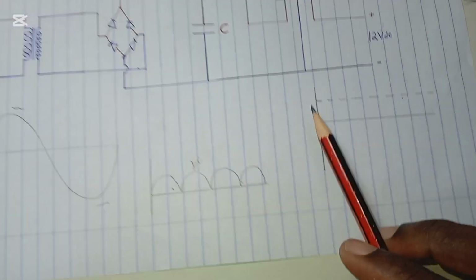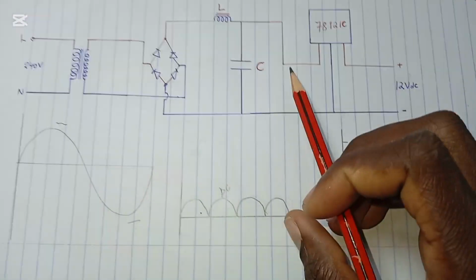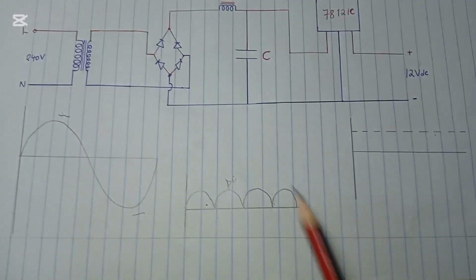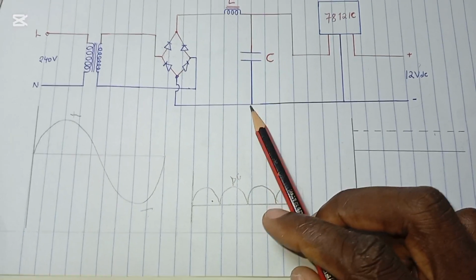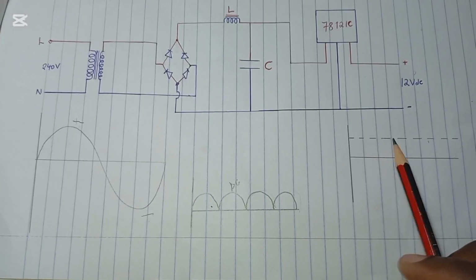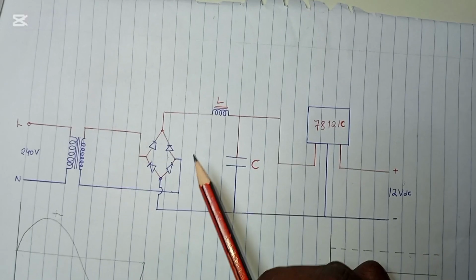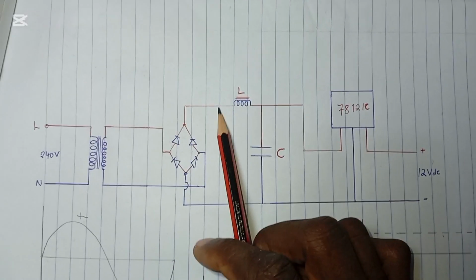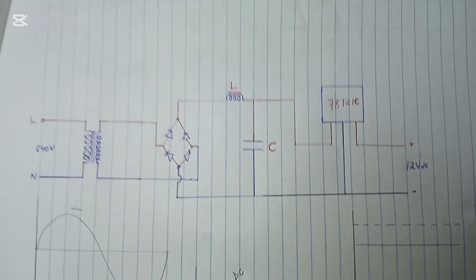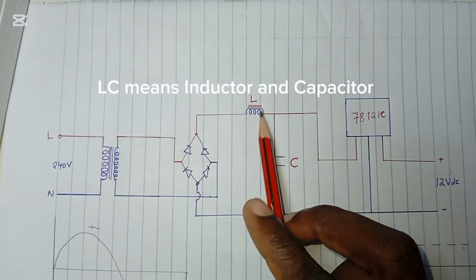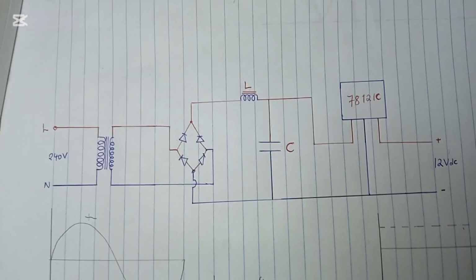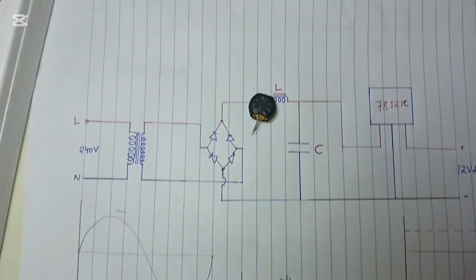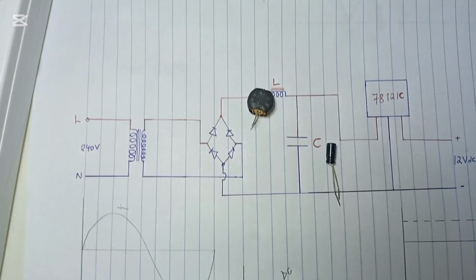Now what we want to achieve is this one. So we need to pass this voltage to another stage so that we will continue until we reach this DC signal. After rectification, guys, we need to pass it to the filtering circuit. So today we are going to use an LC filter. LC filter means an inductor and a capacitor. So this is an inductor and this is a capacitor.